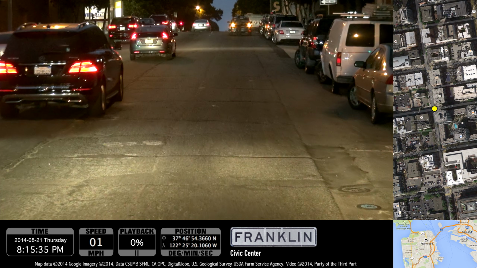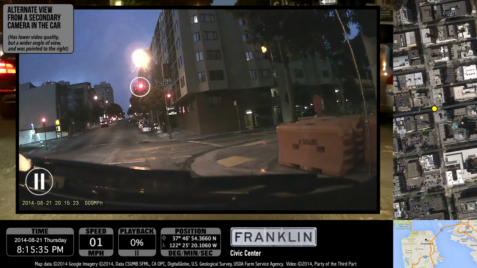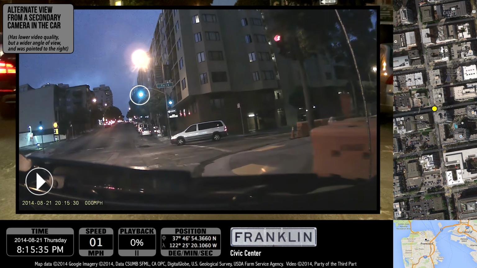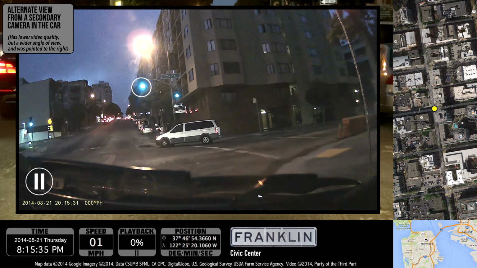Now let's see another view of this incident from the secondary camera. Secondary camera doesn't work very well in low light, which is why it's the secondary camera. I cleaned it up as best I could, but it's still not the best quality, but you can see what's going on. So the light in my direction has already changed, and this guy comes along and decides to make a right turn on red directly in front of traffic.